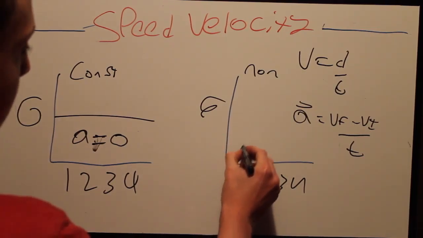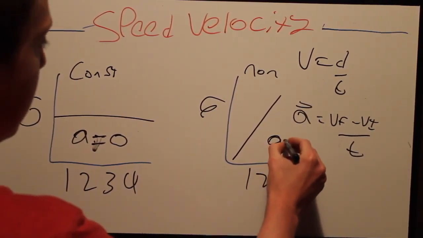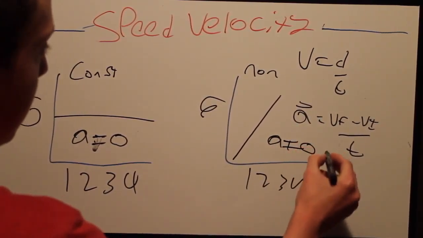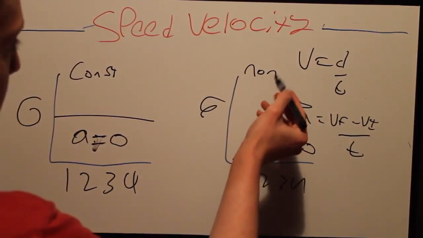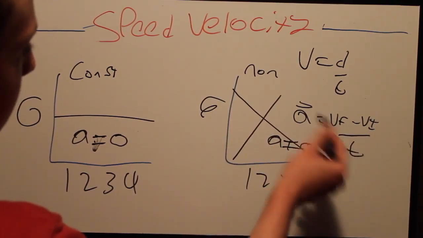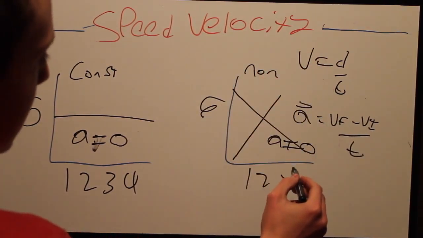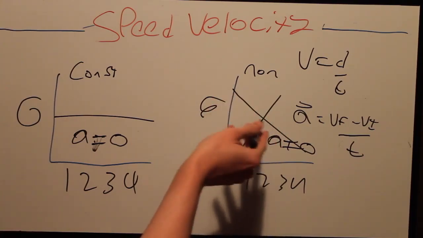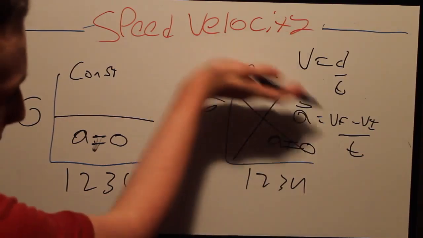So in non-constant velocity, there is a slope. There is an a. A is not equal to 0. It either goes up or it goes down. Acceleration is increasing, acceleration is decreasing. So in a graph, lines would basically have some sort of slope.